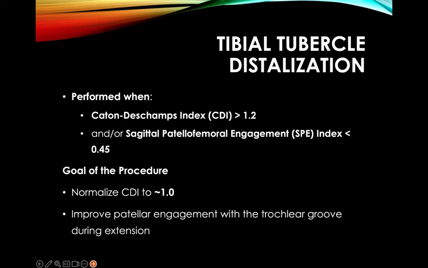Now I would be talking about tibial tubercle distalization. As we have already seen, we perform it when the Caton-Deschamps index is more than 1.2 or the SPE is less than 0.45. The goal of the procedure is to normalize the CDI, I would be calling Caton-Deschamps index as CDI from now on, to 1, to improve the patellar engagement with the trochlear groove during extension.